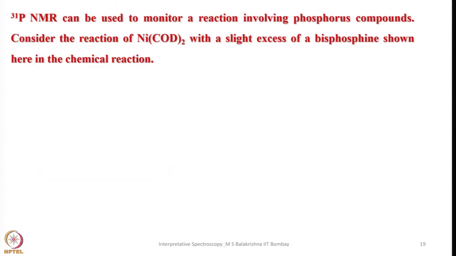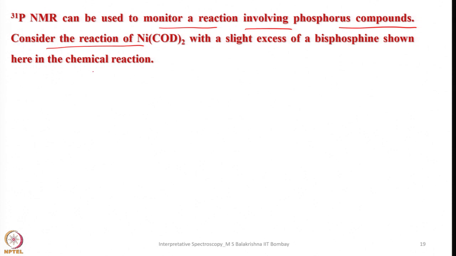So now let's look into a couple more examples, considering reactions carried out with organometallic compounds containing phosphorus, especially phosphines. 31P NMR can be used to monitor a reaction involving phosphorus compounds, no doubt about it. Consider the reaction of Ni(COD)2, a nickel(0) compound, with a slight excess of bisphosphine.